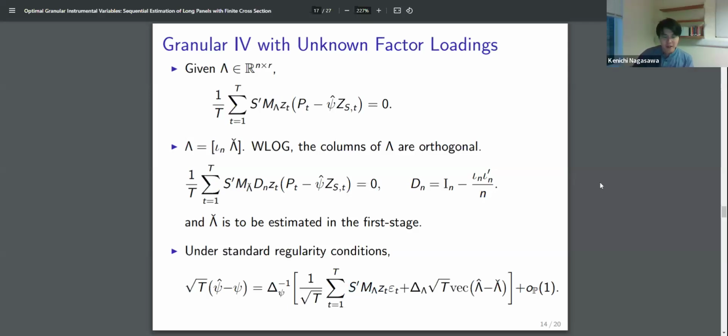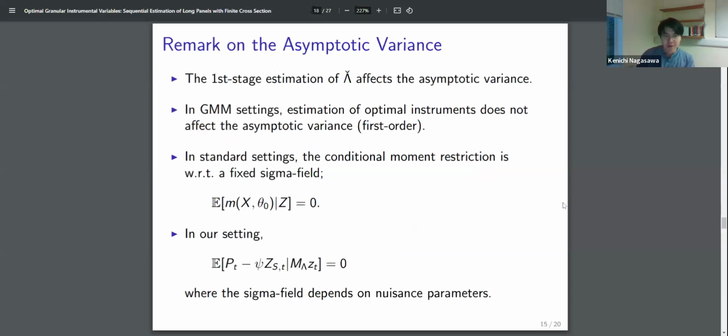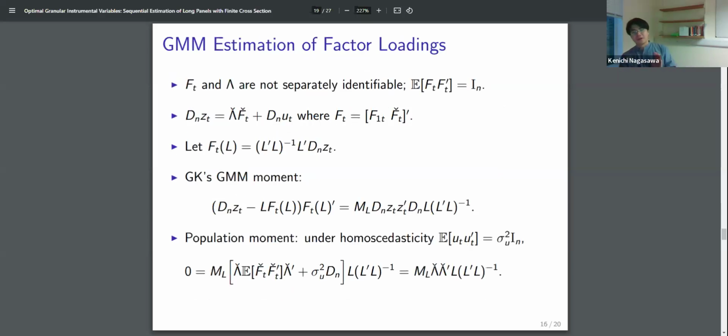Okay, so what I was saying was, this is different from the standard conditional moment restriction model because of the sigma field containing the nuisance parameters. So what we do in the paper is to look at some estimators of the factor loadings and characterize the asymptotic distribution of the granular instrumental variables when the factor loadings are not known.